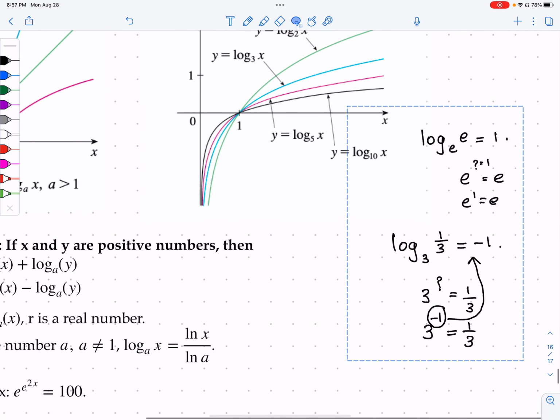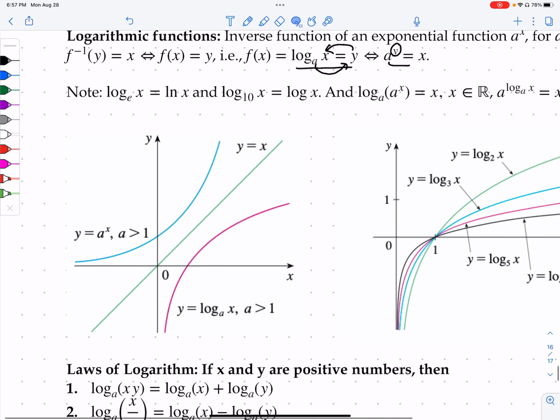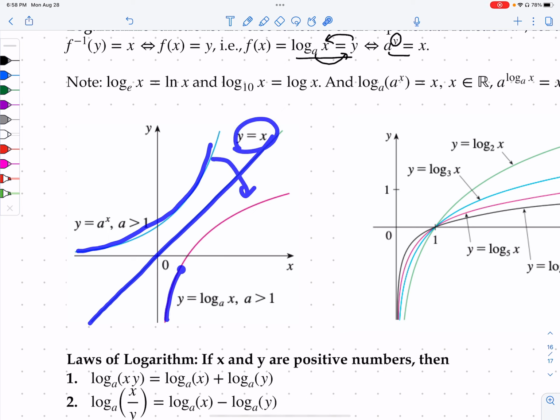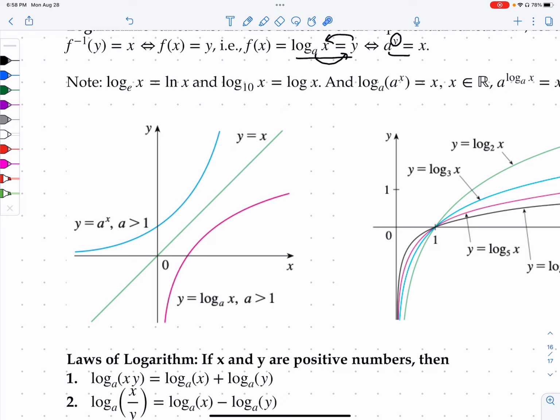Now let's take a look at the graph of logarithmic functions. If you have the function y is equal to a to the x, as we discussed in the previous video of 1.6, the inverse function is, graphically, the reflection of the original function along the line y is equal to x. So if you reflect it, this is the line that I'm going to have, which is the log x base a.